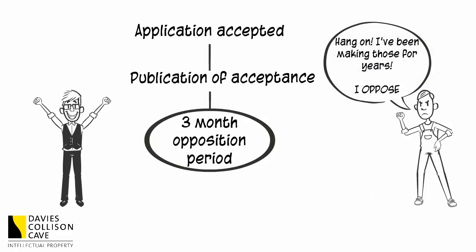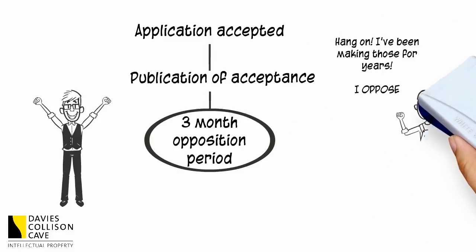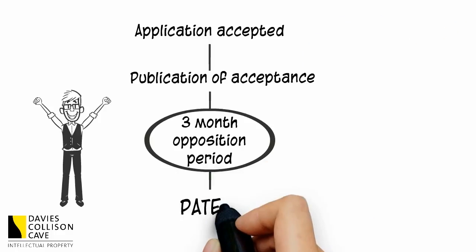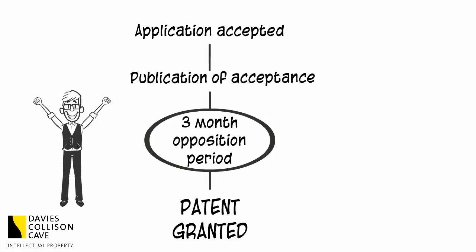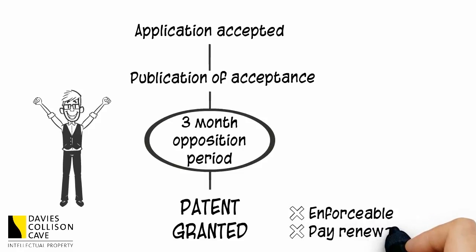These include the criteria that were considered during examination, such as novelty and inventive step. For example, a third party may submit a document that was not uncovered during examination and claim that your invention is not novel or does not involve an inventive step in light of that document. After this 3-month opposition period expires, your application will proceed to grant and your patent rights will be enforceable. At this stage, there is nothing more for you to do but pay the renewal fees to keep the patent alive.